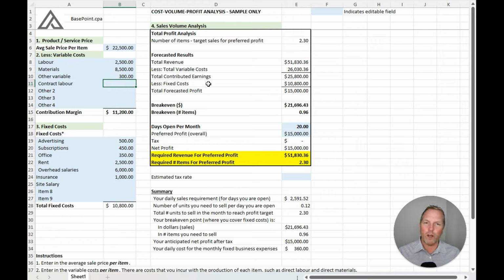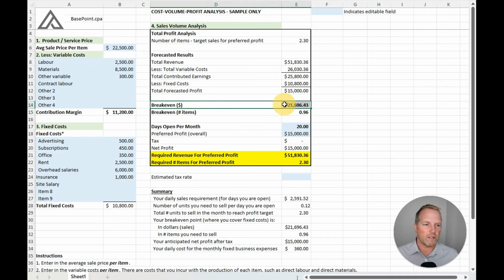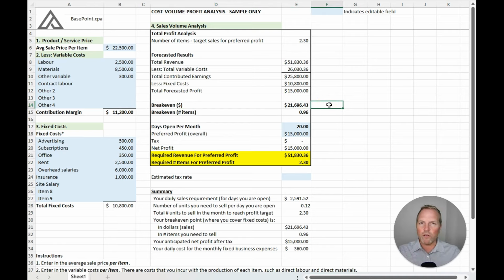I hope that was a helpful walkthrough just to get you thinking about your pricing, your costs, how that impacts your profitability, and how to forecast out the number of projects or jobs or units, or even your sales levels from a revenue perspective, in order to cover your fixed costs and to draw out the profit that you want.